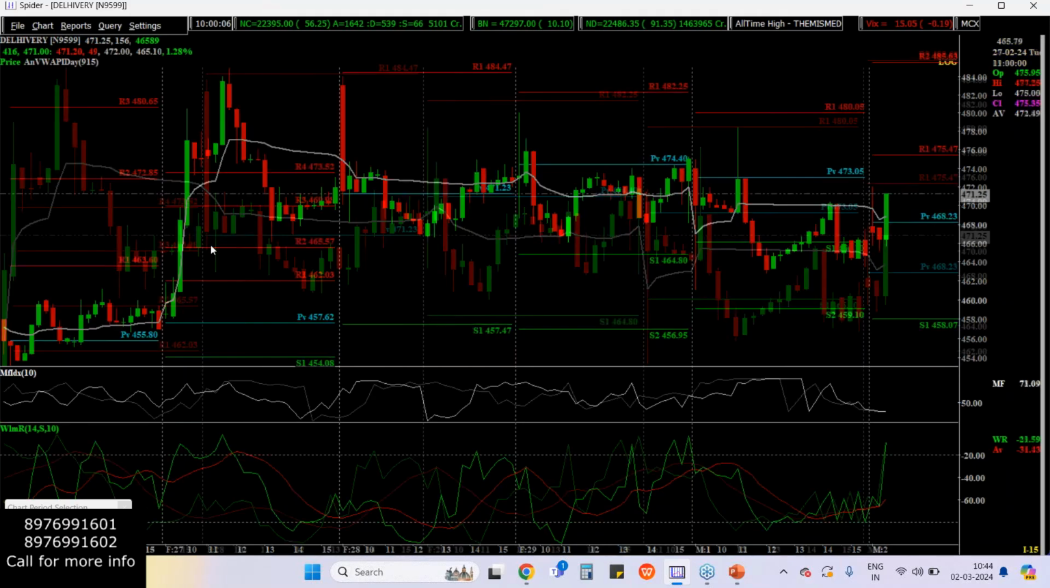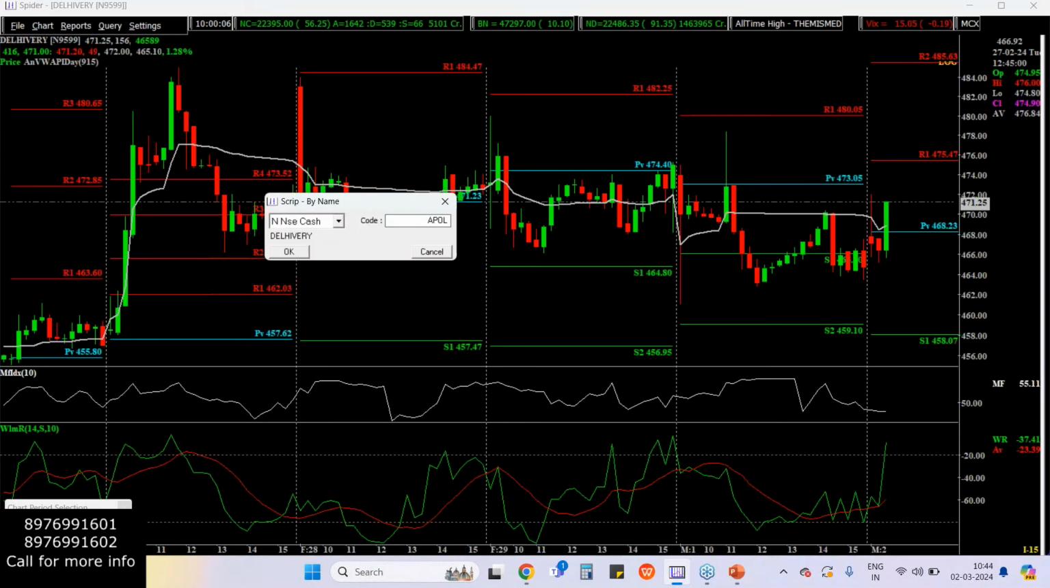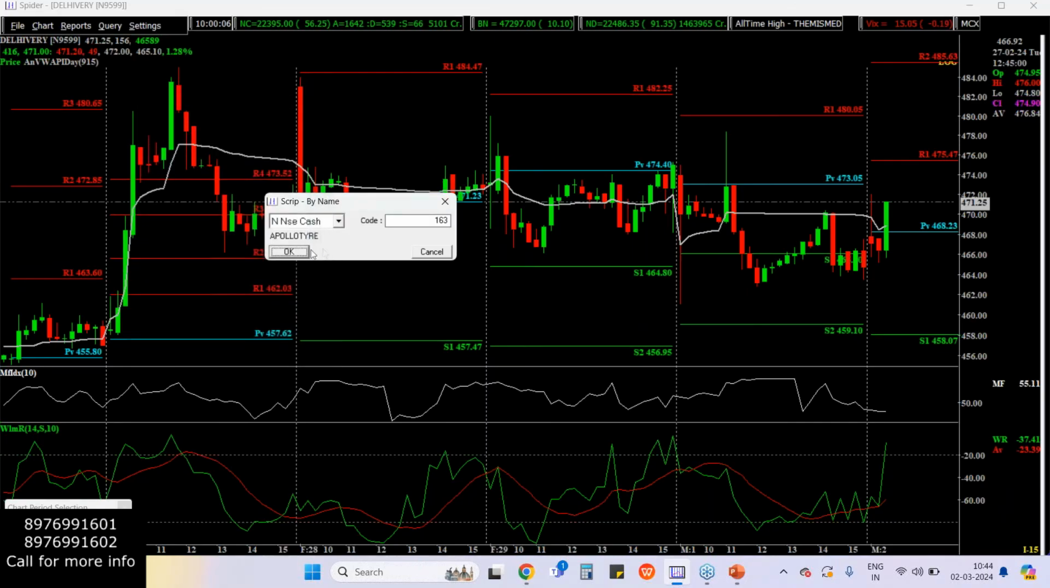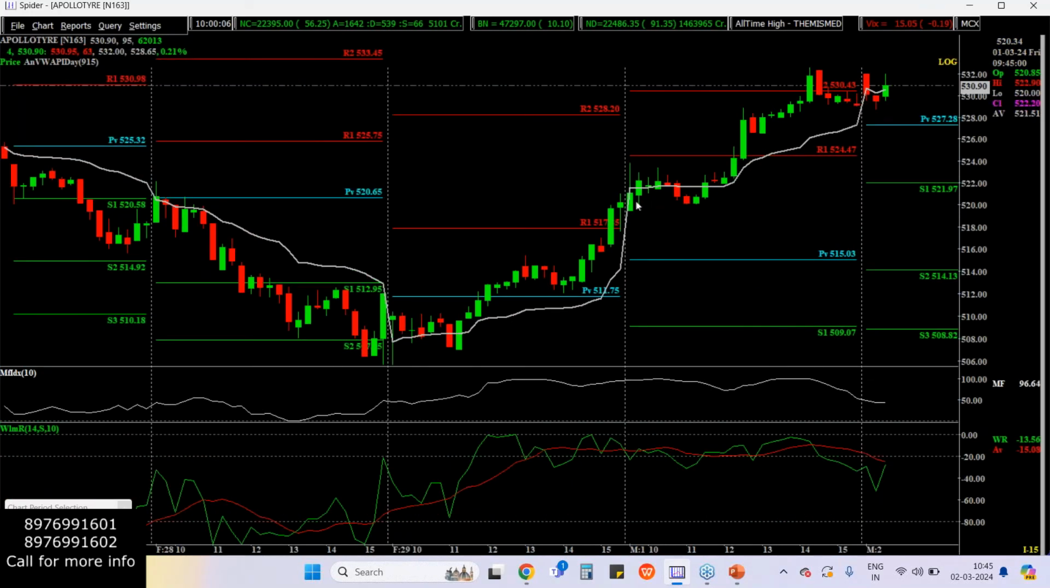Okay, so this is the particular setup that we are using in this strategy. If I show you any other recent stock that I received in this strategy, yesterday I received Apollo Tire, and it was fitting us properly. So I'll just show the Apollo Tire chart to you. Yesterday we received Apollo Tire in our strategy on the 9:45 candle.